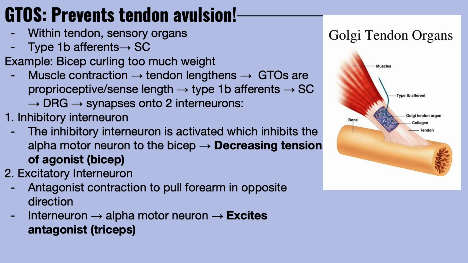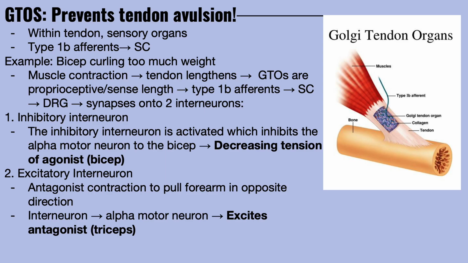One example of this would be when you're bicep curling just too much weight. With that muscle contraction, the tendon at the muscle to bone junction lengthens. GTOs are proprioceptive and sense length. So they send that information back to the spinal cord like, hey, I'm being stretched, via the 1B afferents.